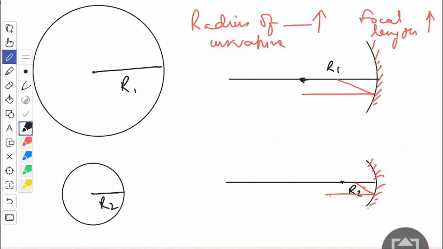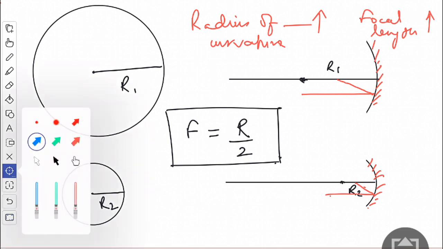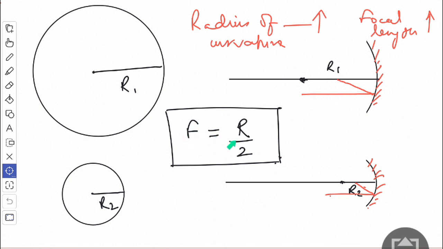So let's say f is focal length, and r is the radius of curvature. The formula is focal length is equal to radius of curvature by 2. The proof is not for this year, proof will be next year. This is a very interesting, very important, and very simple concept, right? The focal length is equal to half of radius of curvature.